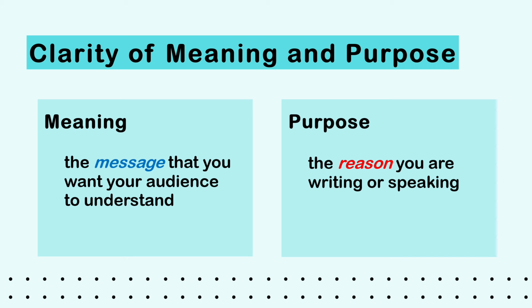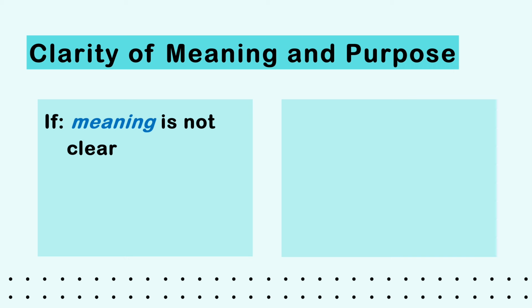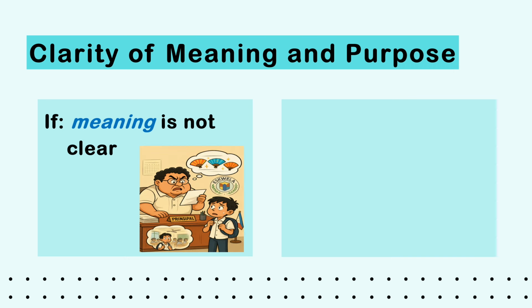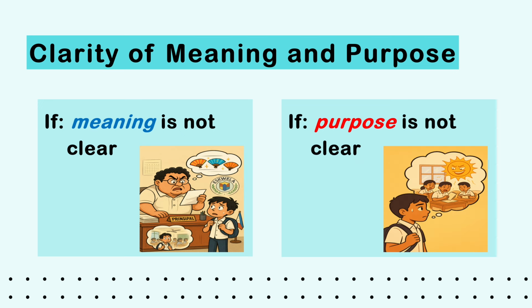Imagine you are writing to your principal about installing electric fans in classrooms. If your meaning isn't clear, the principal might think you want fans for decoration. If your purpose isn't clear, he might not realize you want them installed before the hot season starts. That is why clarity of meaning and purpose is the heart of persuasive writing.